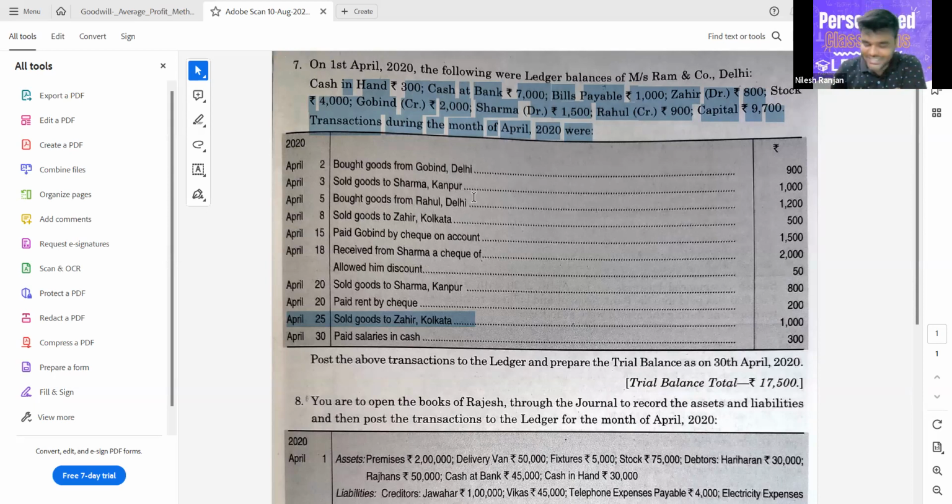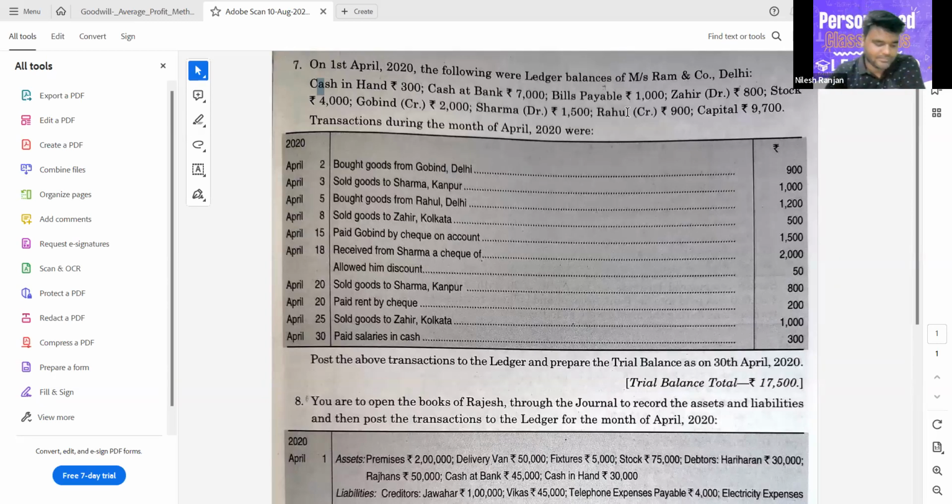Let me ask you again. We have to write these items that are given in the beginning: cash in hand, cash at bank, bills payable, Zahir debit, stock, Govind, Sharma, Rahul, capital. Tell me where these accounts will be shown in the ledger. On the credit side or on the debit side? In which account and how will these be shown?